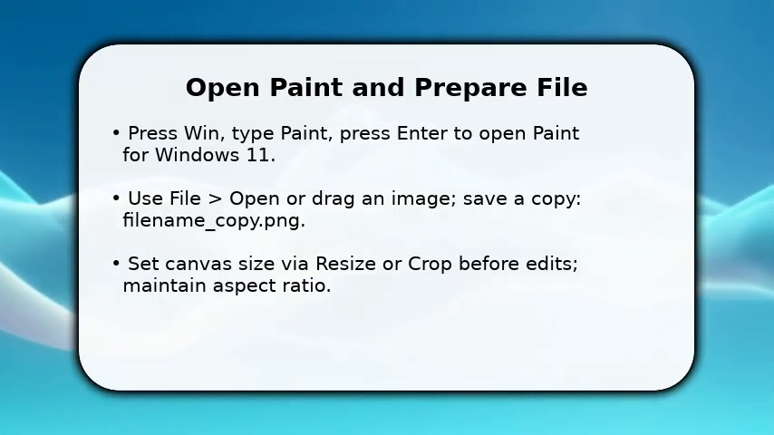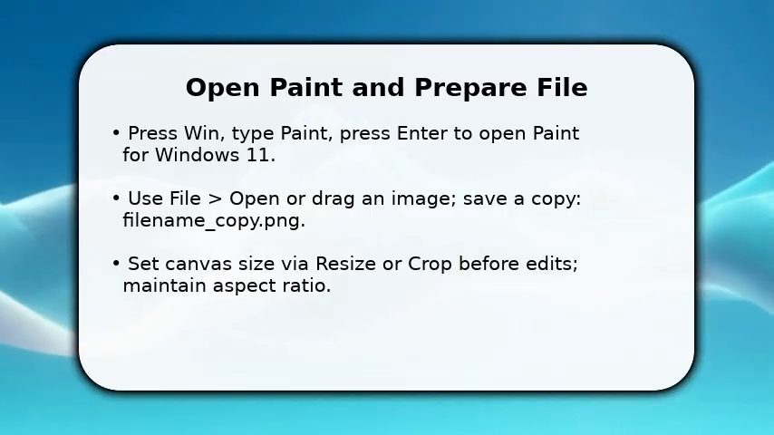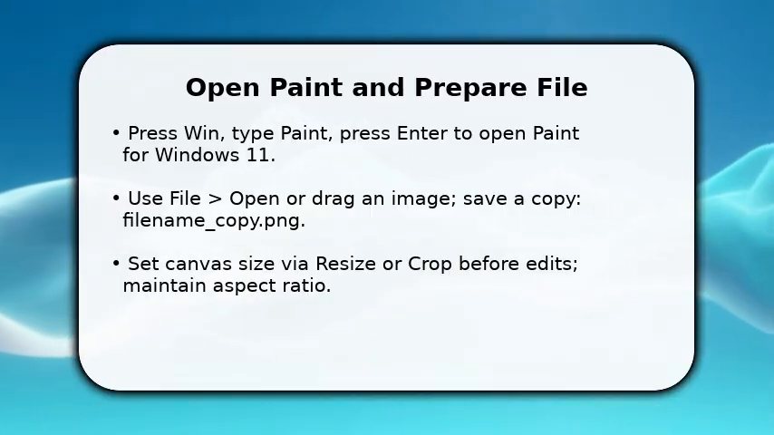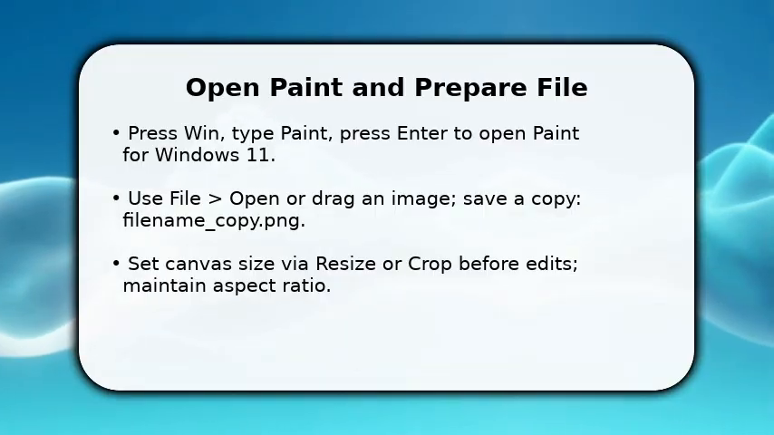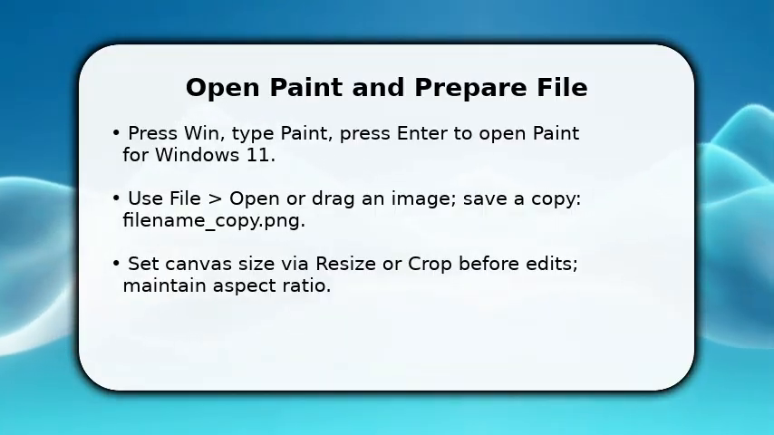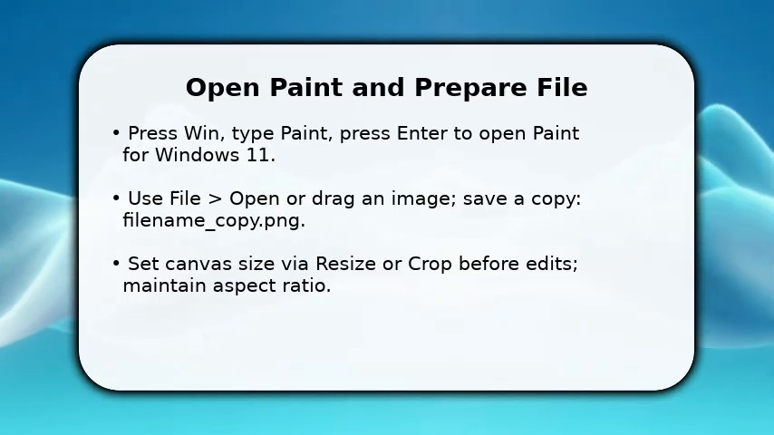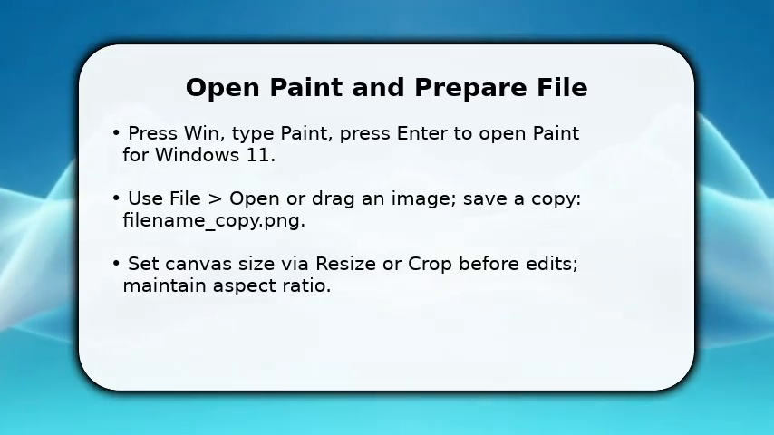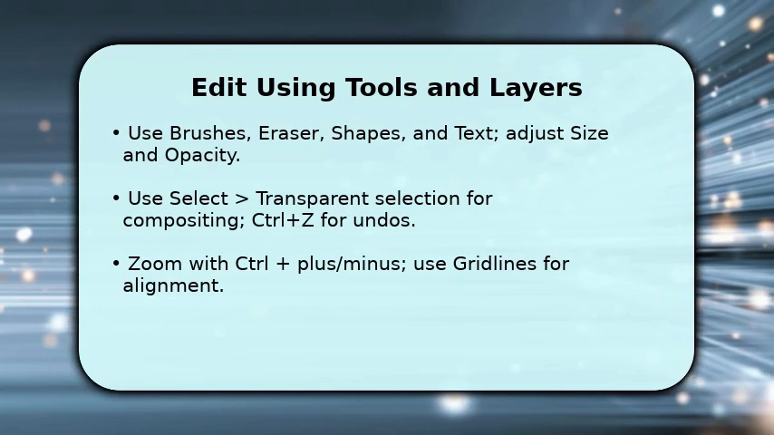Next, check canvas size with resize or crop and keep aspect ratio locked to avoid distortion. These first steps ensure you're editing the right file and working at the exact dimensions you need, preventing wasted time later when details matter. Now you perform the core edits.